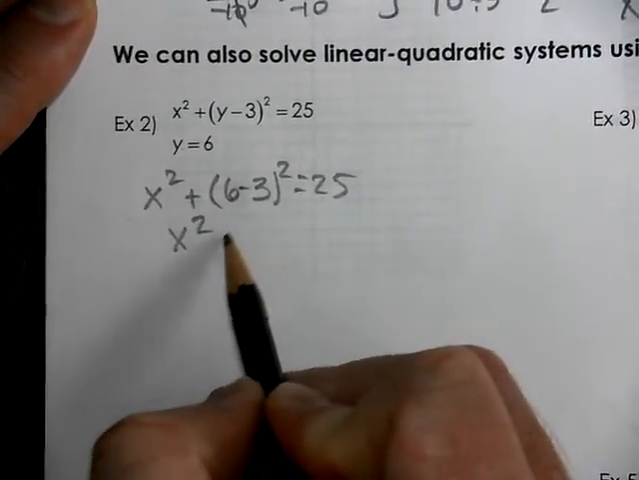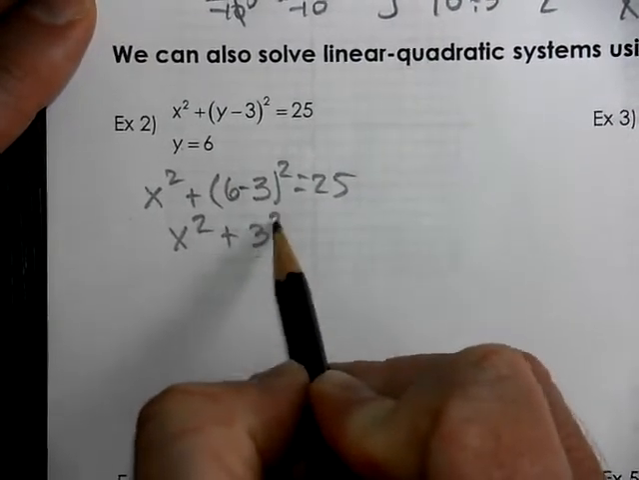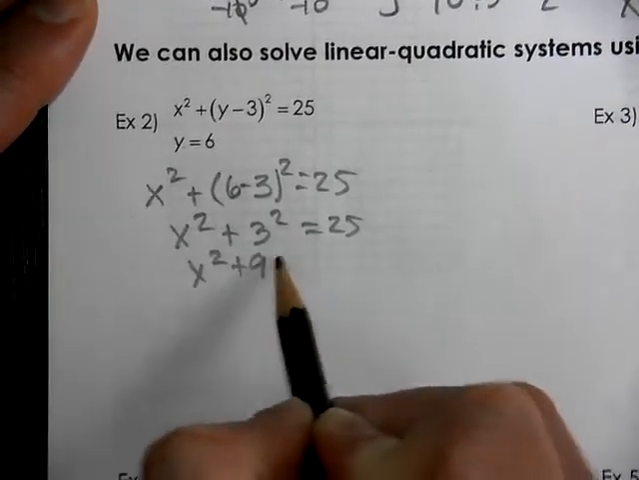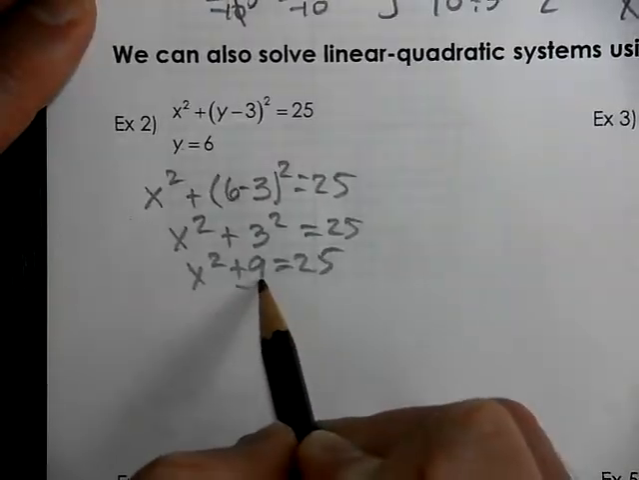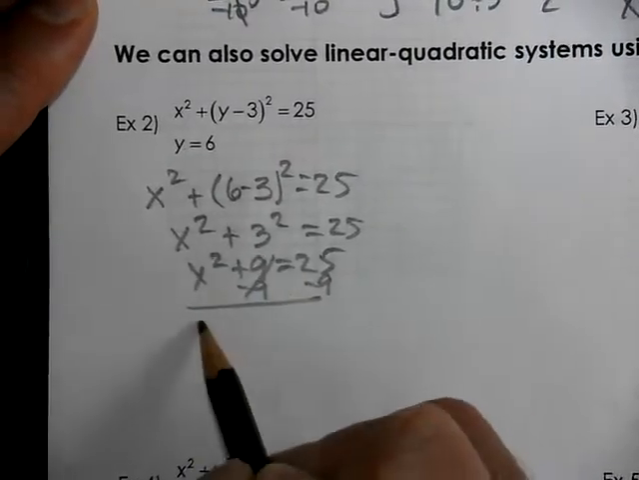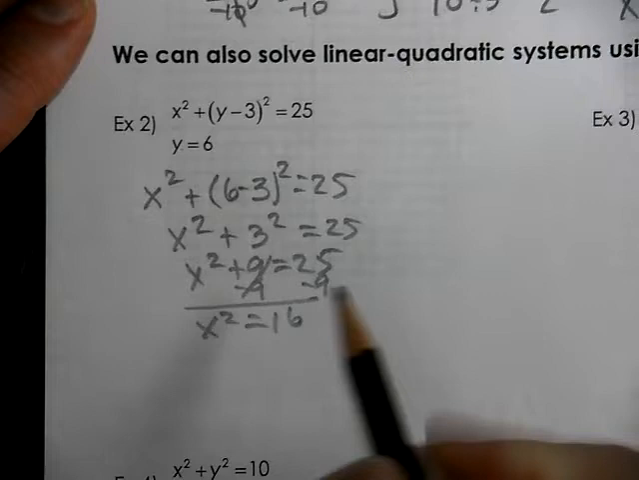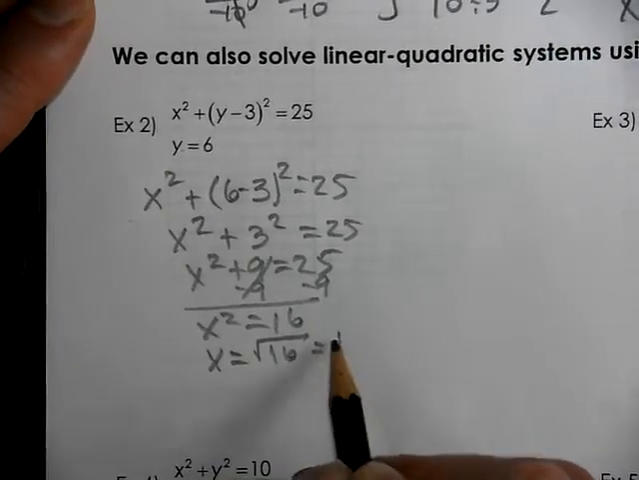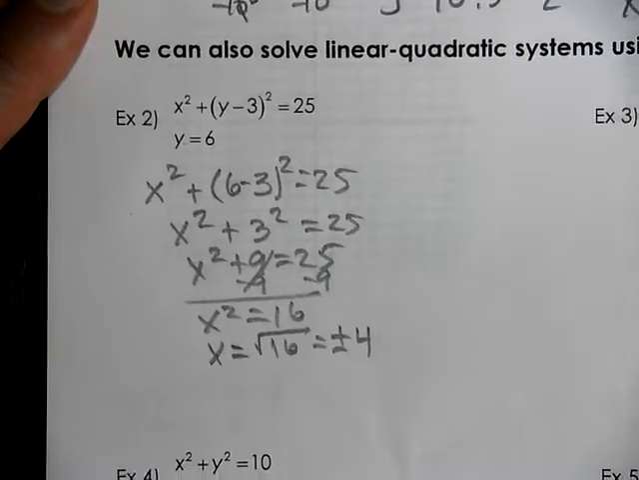I get my x squared plus 3 squared equals 25. So x squared plus 9 equals 25. I subtract my 9 across. I get x squared equals 16. And I take the square root of 16, and I get plus or minus 4.